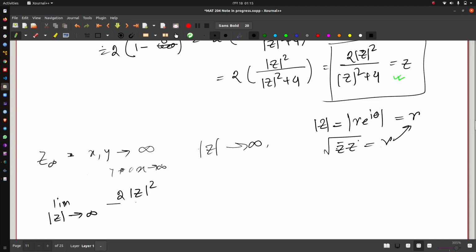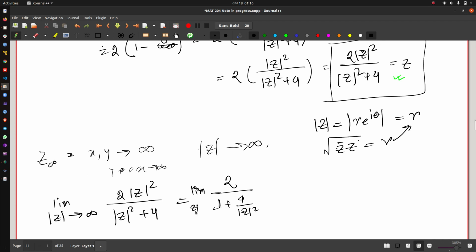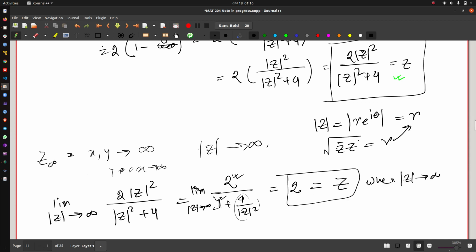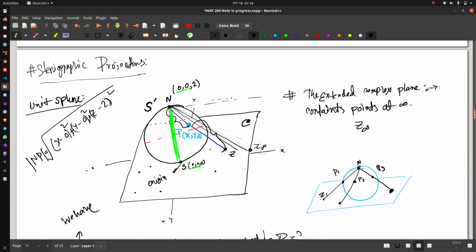So if you take this limit right now, what would this be? Let's divide by this modulus of z squared thing. It would be 2, there would be 1, there would be 4 upon modulus of z squared. The limit as modulus of z goes to infinity, that means R goes to infinity. And when this goes to infinity, this part survives, this survives, but this goes to 0. So this is just 2. So capital Z is equal to 2 when modulus of z goes to infinity. That's why we said earlier that the point at infinity is mapped to the north pole.